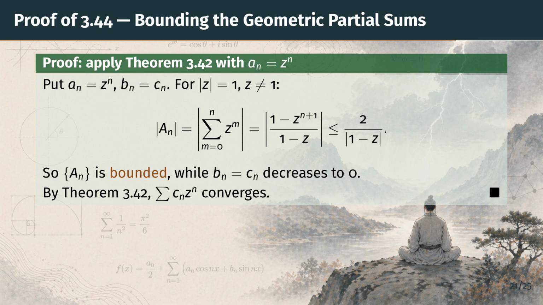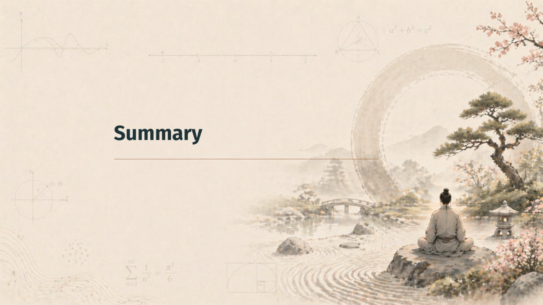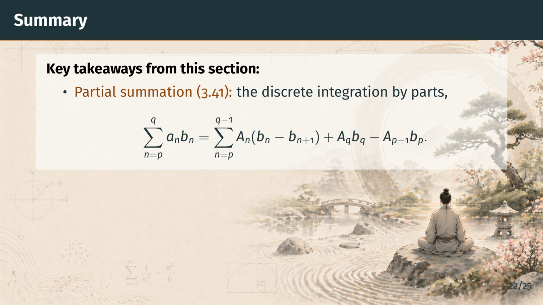Let's summarize. Let's review what we covered. The foundation of the whole section is the partial summation formula, theorem 3.41. It is the discrete version of integration by parts. It rewrites a sum of products a sub n times b sub n in terms of the partial sums, capital A sub n, and the differences of b. This one identity powered everything that followed.